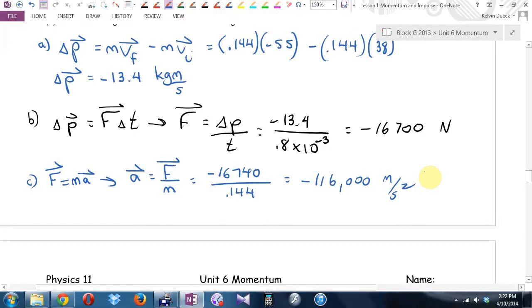Impulse is the change in momentum, and it can be found by going change in momentum, final minus initial, or it can be found by going force times time.